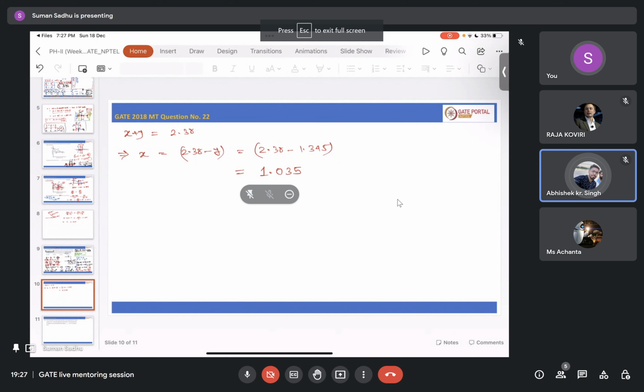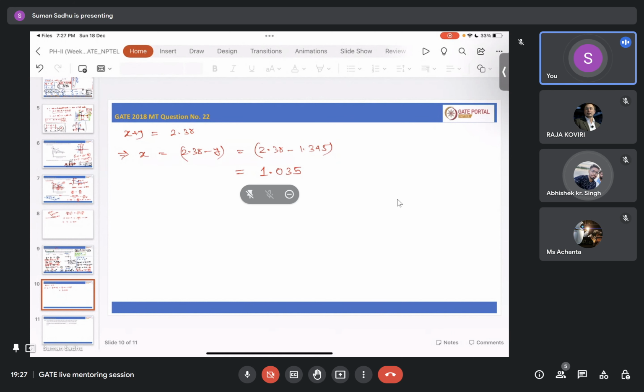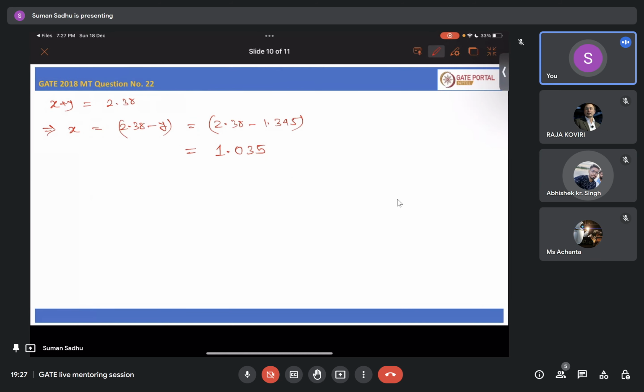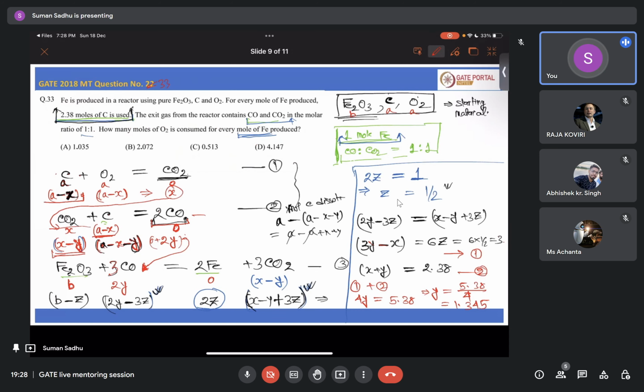Yes. So your x is 1.035. This is your x. What was the question? How many moles of oxygen are consumed for every mole of iron produced? So from this reaction you can see that initially you had a moles of oxygen. Now how much unreacted oxygen is there? a minus x moles, right? At the end you have a minus x moles of oxygen.